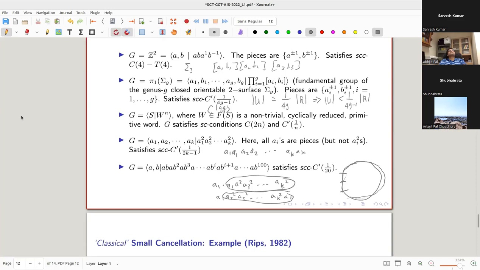So what are the pieces in this case? Pieces are only the ai's. Now, what's the length of the relator? It's 2k. And the only possibilities for the pieces are the ai's, right? So again, in the same way I can say that the piece length is this, and hence it is this.